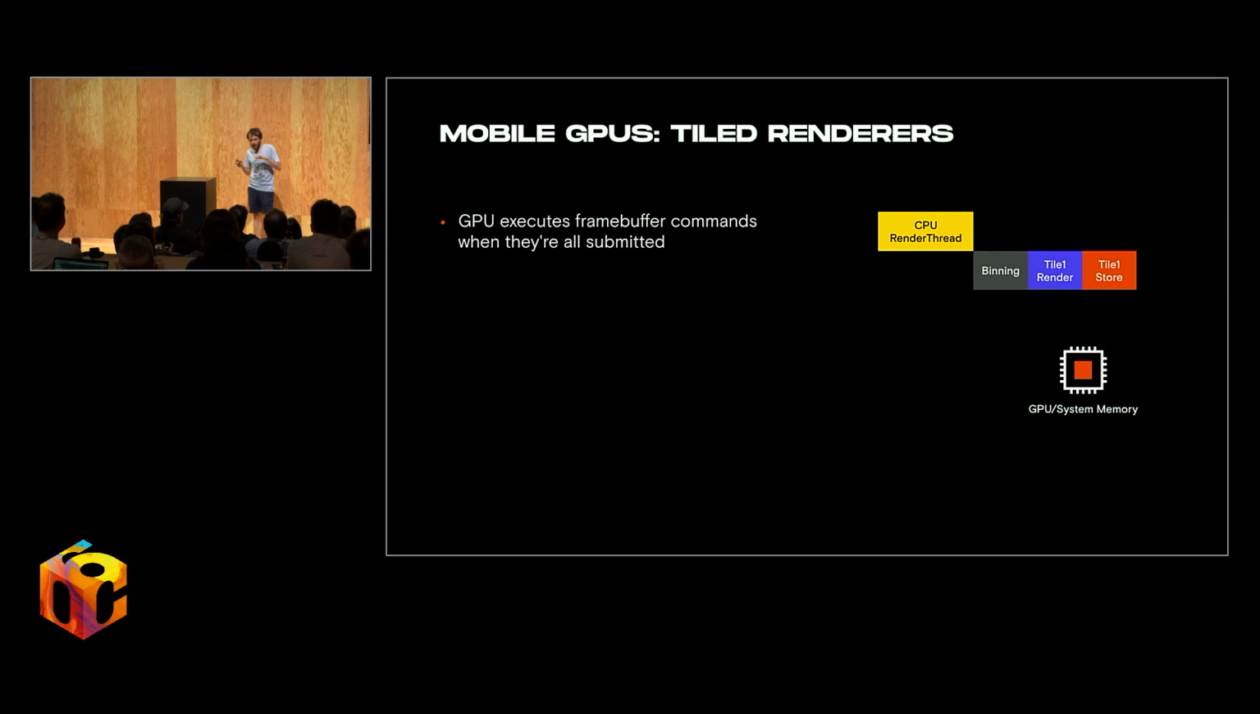So on Quest, the GPU parallelism that we had before completely goes away. And the GPU executes frame buffer commands, so commands to render into a texture or a frame buffer, when they're all submitted. So when you do 5 draw calls, the GPU does nothing. It's probably rendering the previous image, but even if it could, it would do exactly nothing. And then you have those 3 stages that I show here. The first one is binning.